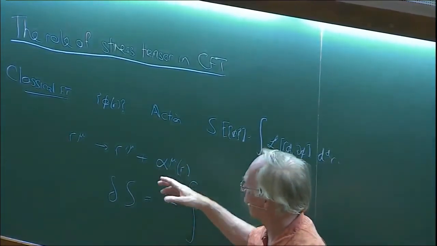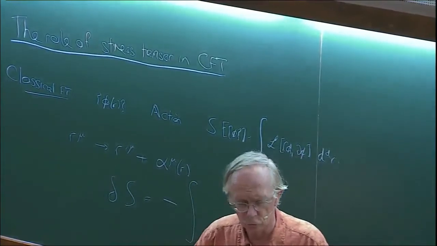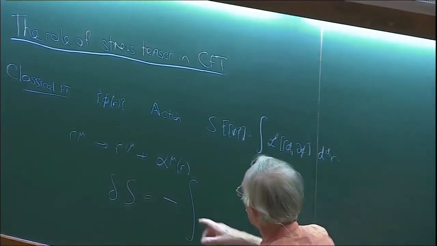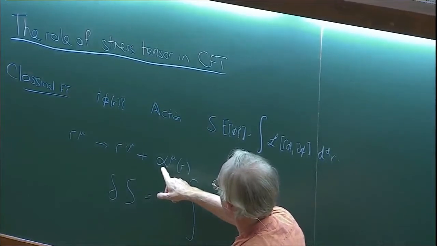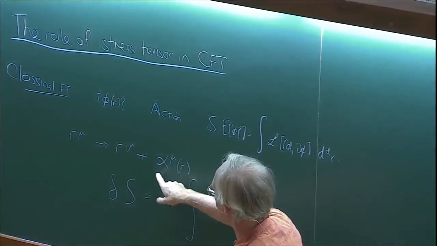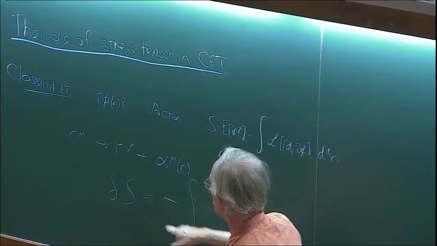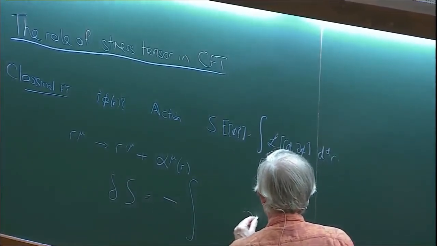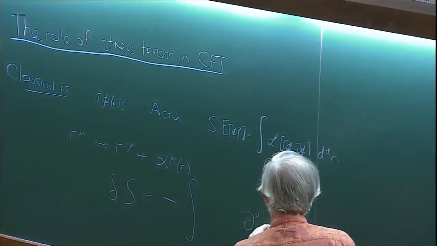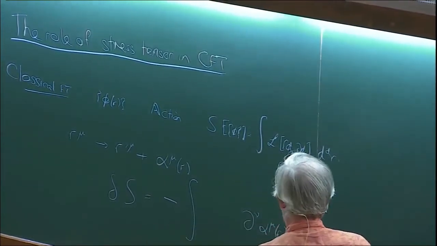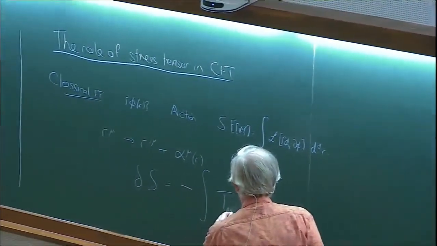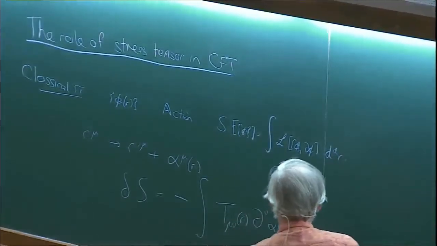If alpha_mu were a constant, that would just be a constant translation. Obviously, the energy is not going to change. So the change in the energy or the change in the action is going to be proportional to the derivative d_nu alpha_mu of r, and the response is going to be what we call the stress tensor, so T_mu nu of r, d^d r.